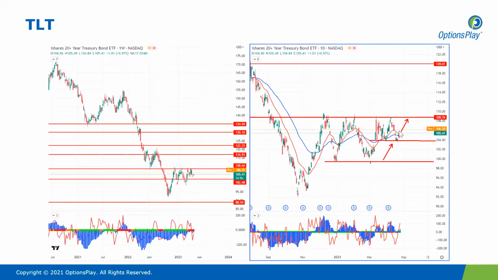So in this case, I do expect TLT to move higher, back towards that 108 area. And we could run into some resistance once again. The risk to reward at 108 does favor the downside, but it's all about playing the range here for TLT. TLT has been bread and butter really over the last few months, with 108 acting as a resistance level. So let's see if that can continue over the next few months.